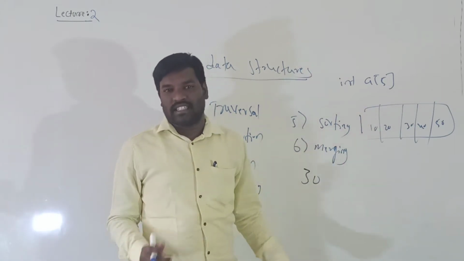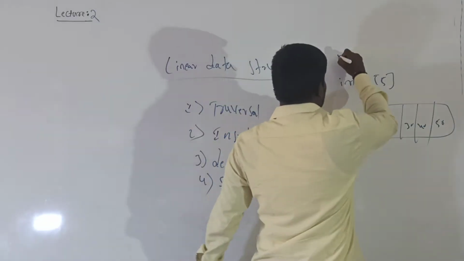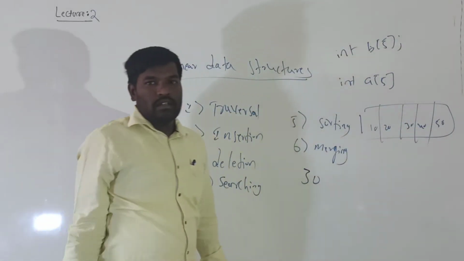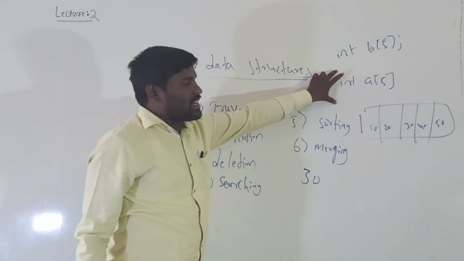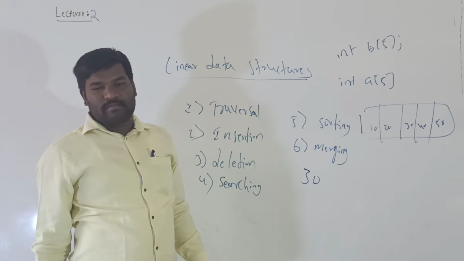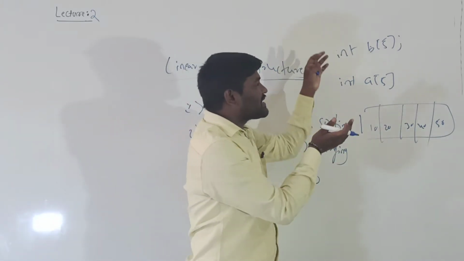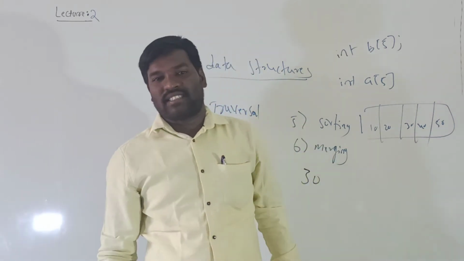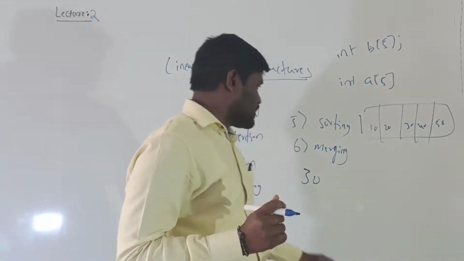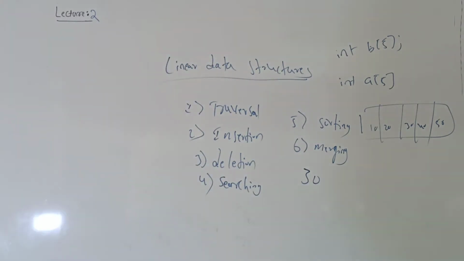Next is merging. Merging means combining the data structures. Here I can declare one array and another array, that is int b of 5. Here A array consists of some elements and B array consists of some elements. Merging means you can combine the arrays and form a new data structure, a new array, that is nothing but the merging. Here merging means combining the data structures.